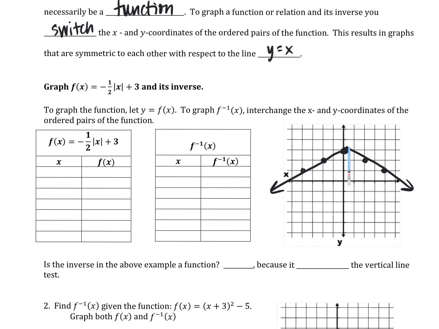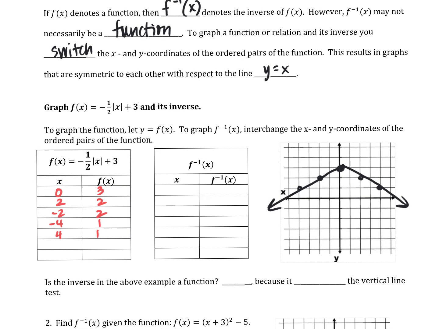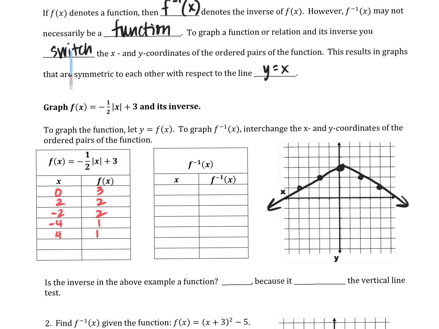Okay, what's this point? 0, 3. 2, 2. Oh, wait, look at how I'm writing this. What a goober. 0, 3. 2, 2. What else? Negative 2, 2. Negative 4, 1. And 4, 1. You guys, Mr. Sean Livingston Sanders said, okay, well, the inverse, you just switch the x and the y.